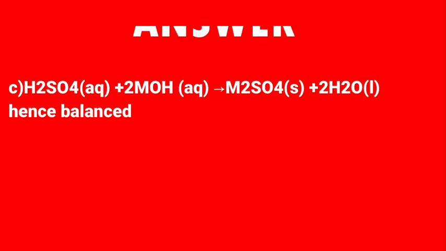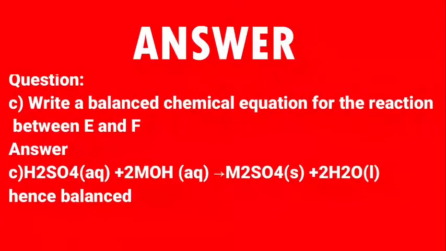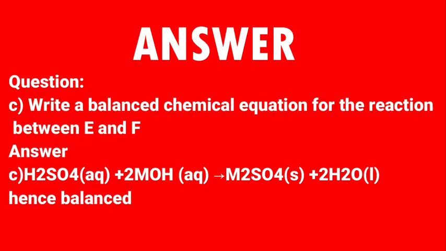Balanced chemical equation. Sulfuric acid reacts with metal hydroxide. The products are metal sulfate plus water. In the balanced chemical equation, 1 mole of sulfuric acid reacted with 2 moles of metal hydroxide, which is the base. So the molar ratio is 1 mole of acid to 2 moles of base.